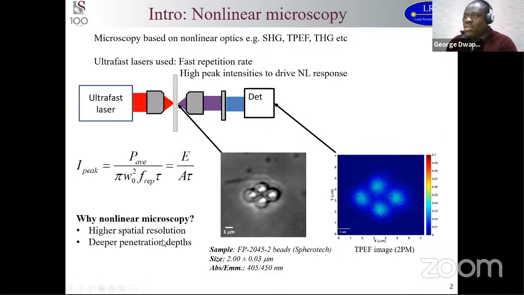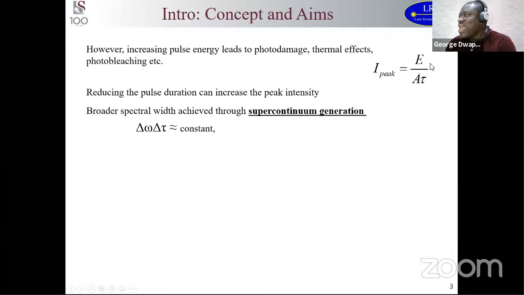Now, the whole thing is, if you have this image and you want to get better, then you can increase the energy that you are depositing, so you increase your power, and then for a fixed repetition rate laser and a fixed area of illumination, if you increase your power, you should get more signal. But the downside of increasing the energy is that it gives an option for higher photodamage because you're depositing more energy in a small space. Then you have higher thermal effects and then photobleaching.